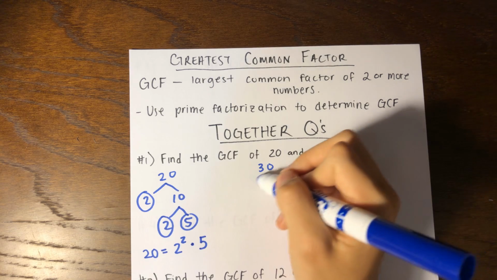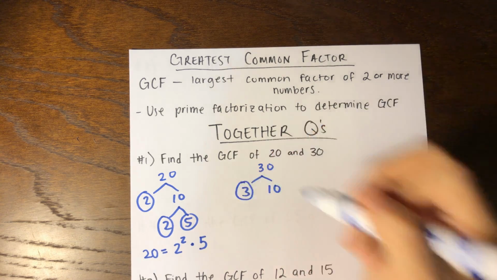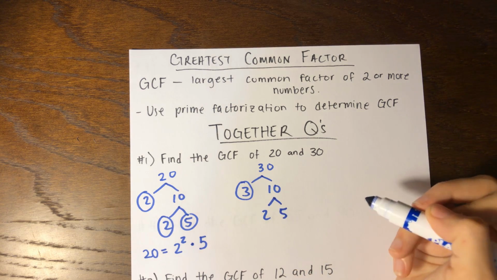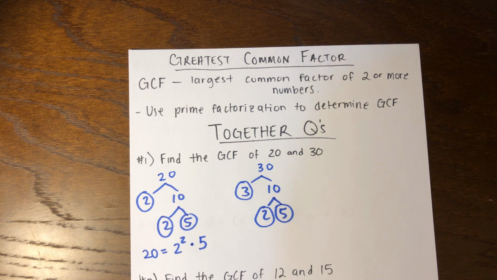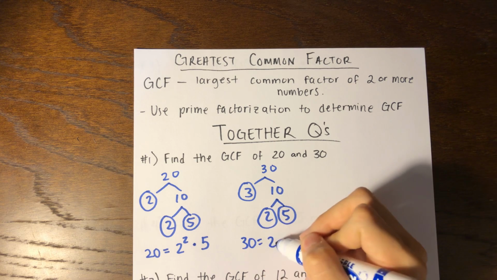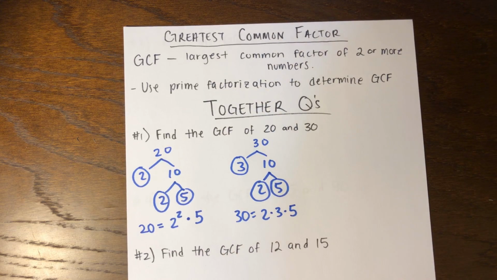Next, 30. We have 3 times 10. 3 is a prime number. I can break 10 into 2 and 5. These are prime numbers. Once you get there, I'm going to put that right here. We have 2 times 3 times 5 for that one.